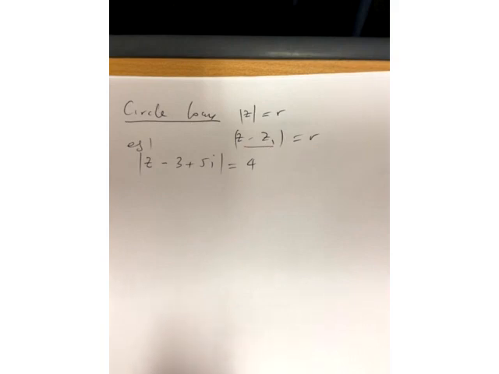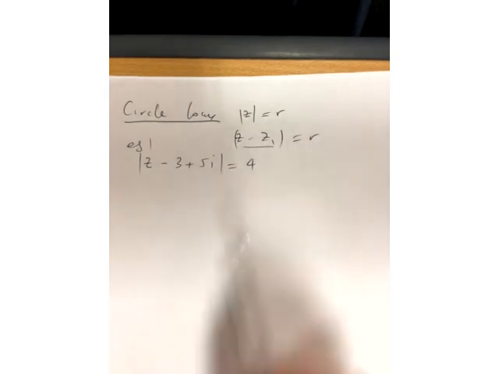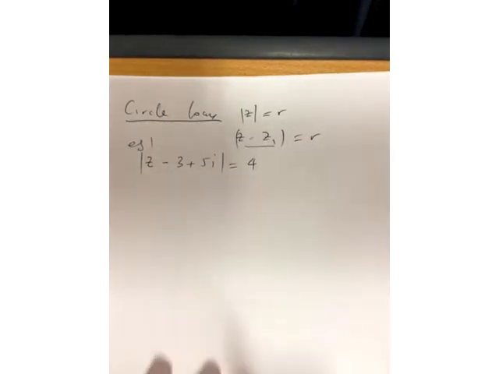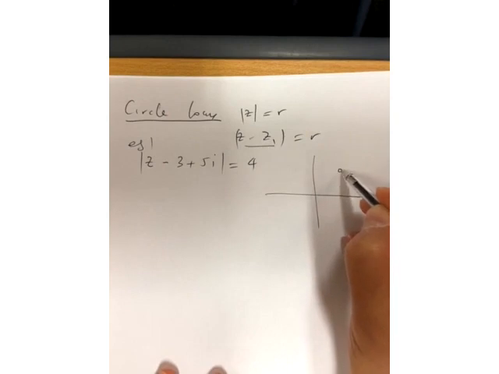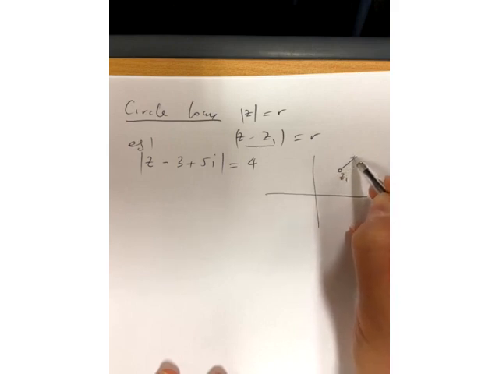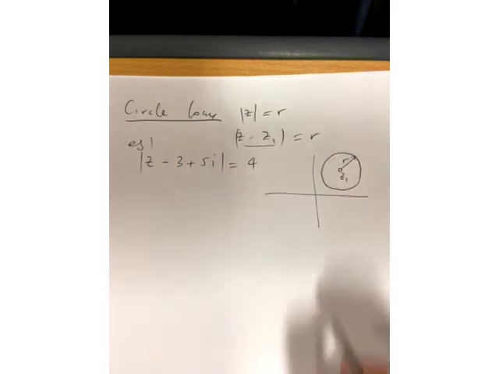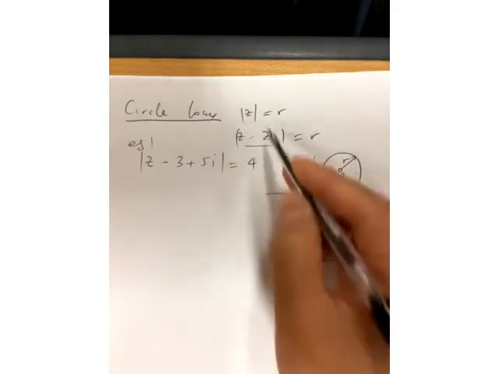Z minus z1 is a vector from z1 to z, and the modulus says the length of the vector from z1 to z. So if you have z1 over here somewhere, then z is somewhere here. This is z1, and the length of the vector from z1 to z is always going to be r, and that's why it's a circle. And the other circle is this one here.